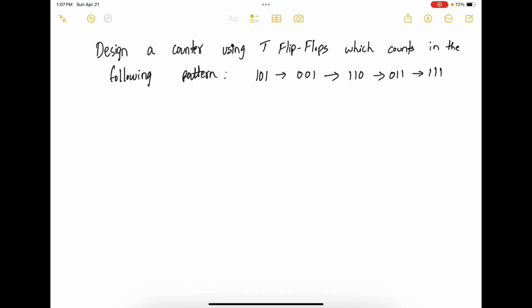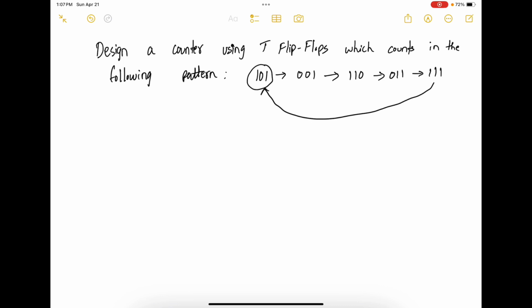Let's take a counter design problem. Here we are asked to design a counter using T flip-flops, and it's going to count in the following pattern: 101, 001, 110, 011, 111, and then back to 101 and repeats the process. Anytime you hit the reset button, you're going to start with the 101 state. So how do you design this?